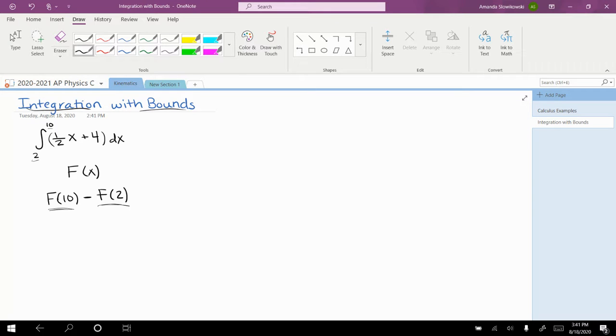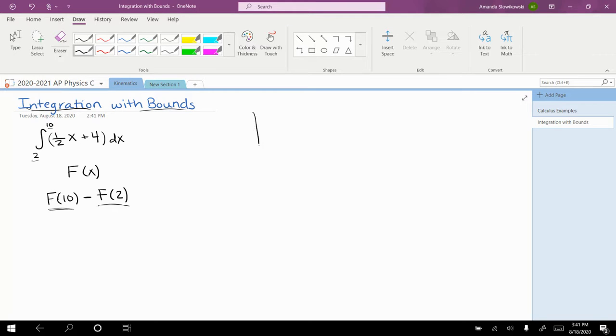Okay, and we can actually find the area under the curve right now because this is just a linear graph, 1/2 x plus 4. We can find the area under that curve using simple geometry. In fact, let's do that, and then we'll actually take the integral and show you that when we substitute the 10 and the 2 in, and then we take the difference, that we get the same answer. All right, so it's pretty cool like that.